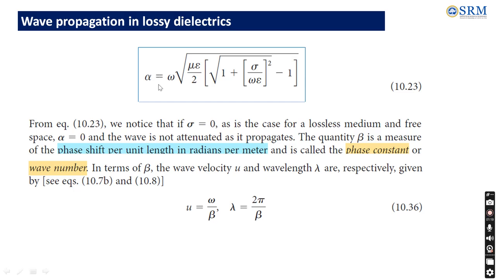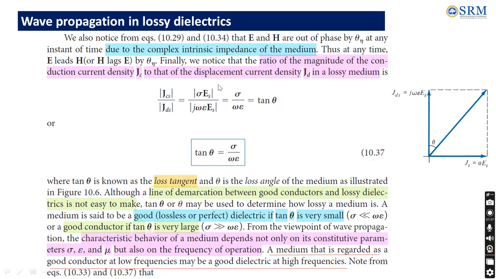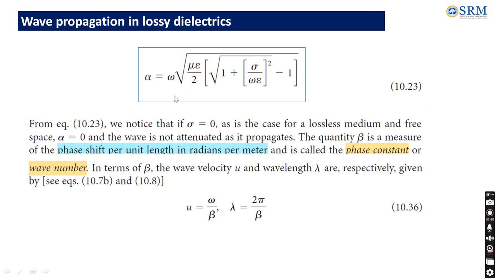We already found the expression for attenuation coefficient. In that expression, if you substitute for a lossless medium where conductivity is 0, we will get attenuation turns out to be 0, because here root of 1 plus 0, and outside minus 1, 1 minus 1 turns out to be 0, entire product is 0. So what it infers is that for a lossless medium, the wave is not getting attenuated as it is propagated.